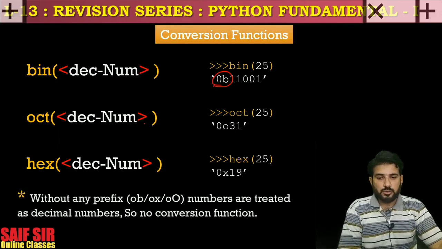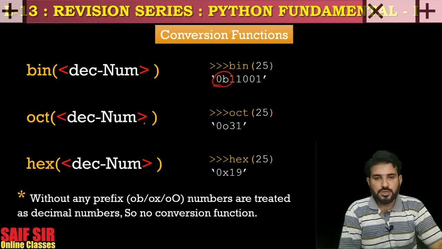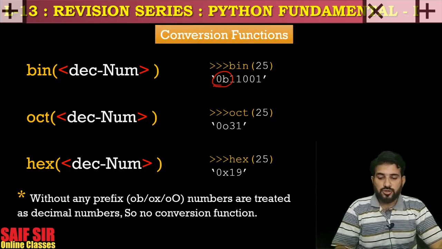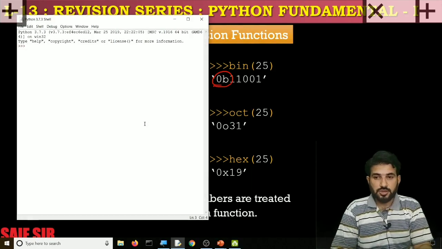Now there is no conversion function for decimal numbers, because if you add two binary or two octal numbers, or perform any such operation, you will automatically get the answer in decimal. So there is no conversion. Python automatically converts these binary numbers and gives you the decimal equivalent. We are going to see this in a practical. Now look at that screen.